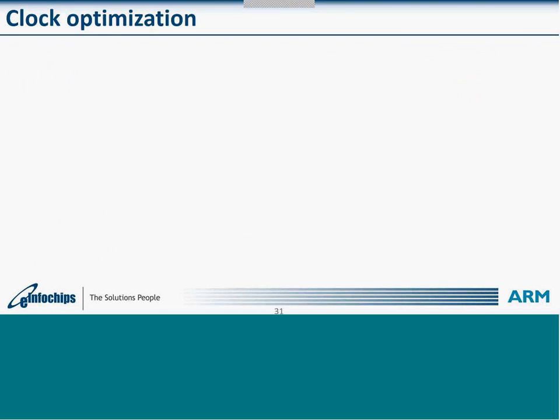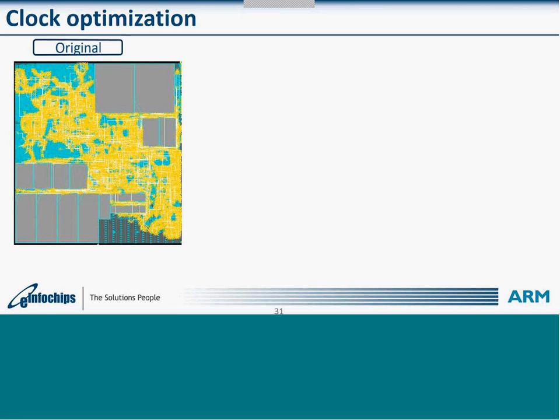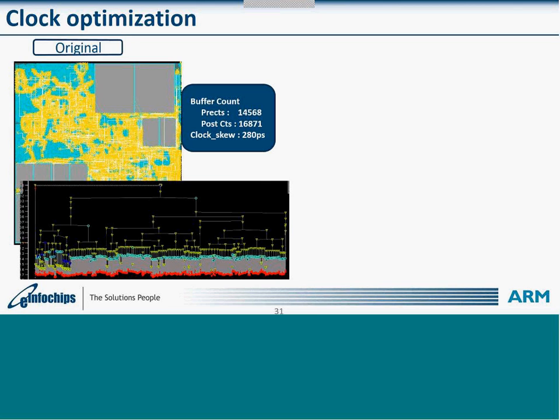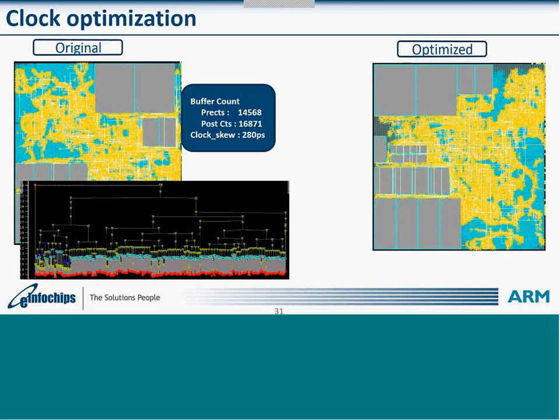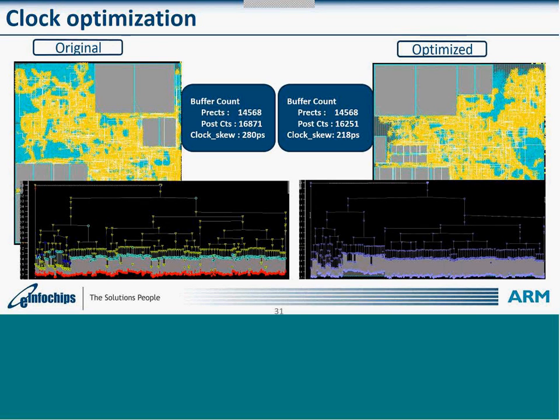Moving to slide number 31, clock optimization. Original clock tree structure. You can see the clock skew we could gain around 280 ps. And on the right side you can see the final CTS optimized clock tree, where the skew is optimized to close to 200 ps. So if you compare the first one and the last one, the skew we could optimize close to 70 ps.